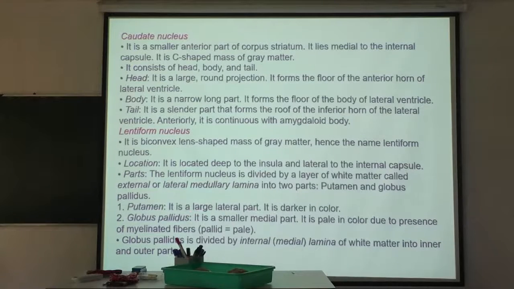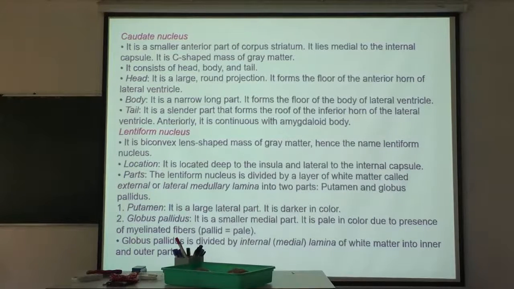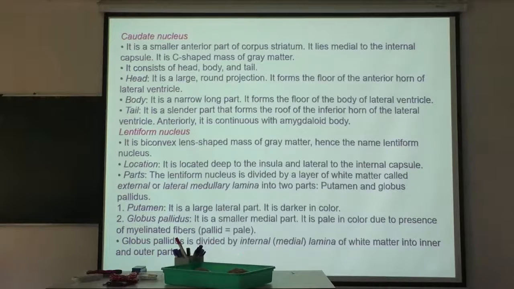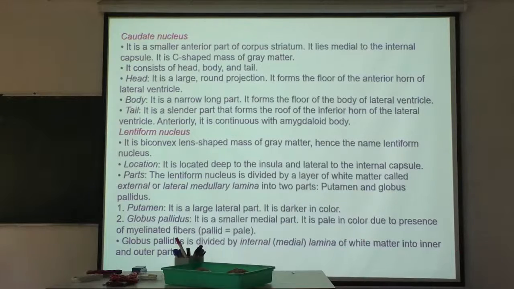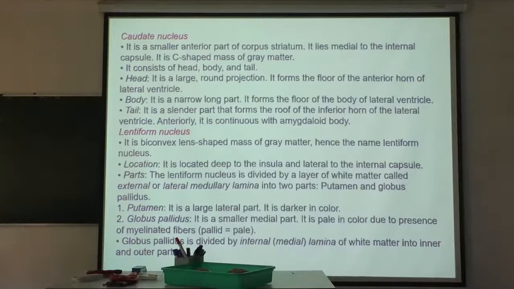Putamen is the large lateral part, darker in color. Globus pallidus is a smaller medial part. It is pale in color due to the presence of myelinated fibers. Pallid means pale. Globus pallidus is divided by the internal or medial medullary lamina of white matter into inner and outer parts. Okay, you have seen all these structures in the previous picture.